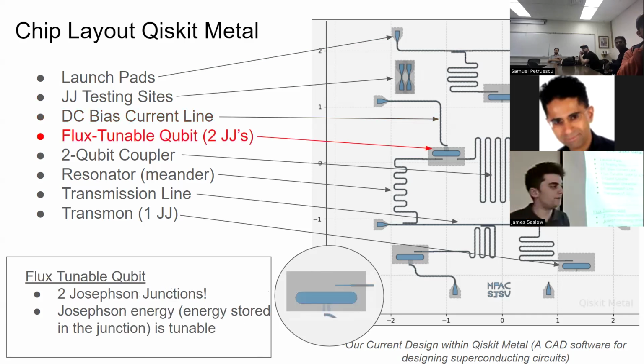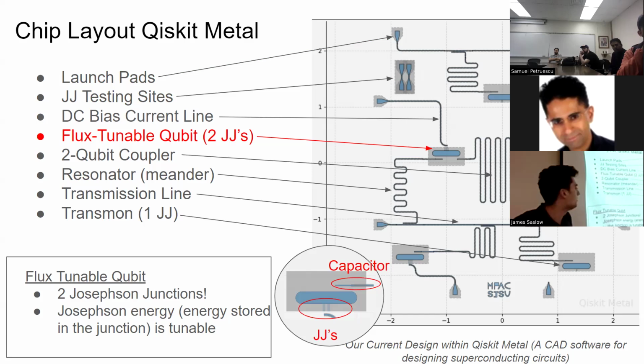And you might be asking, what's a flux tunable qubit? Well, it's this thing. And it has two Josephson junctions. So usually the transmon comes with one. This one comes with two. And the nice thing about the flux tunable qubit is that you can adjust its Josephson energy. So what that means is that, let's say you don't like the amount of energy that's stored in the junction, you can actually tune that, and you can tune the parameters in your Hamiltonian to have your qubit act differently. And yeah, so these are the Josephson junctions, and this is a capacitor up here.